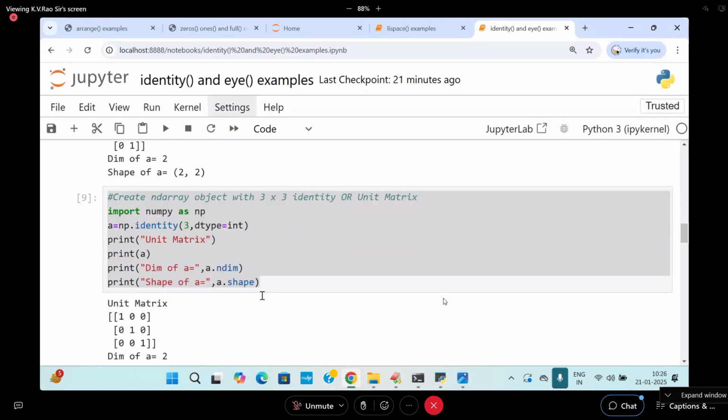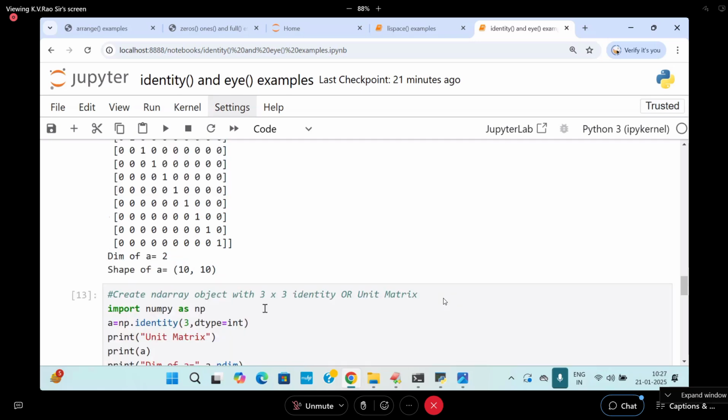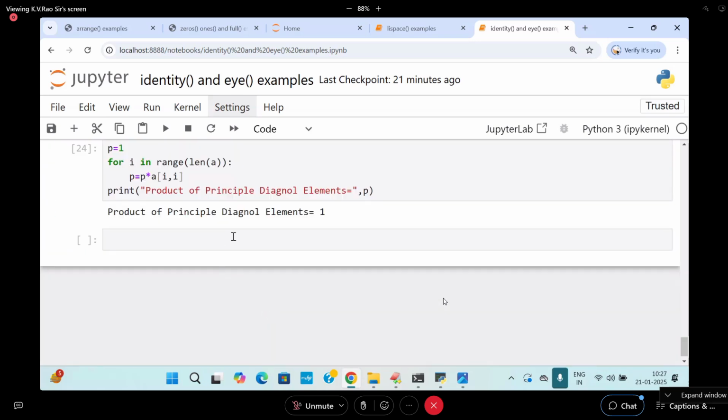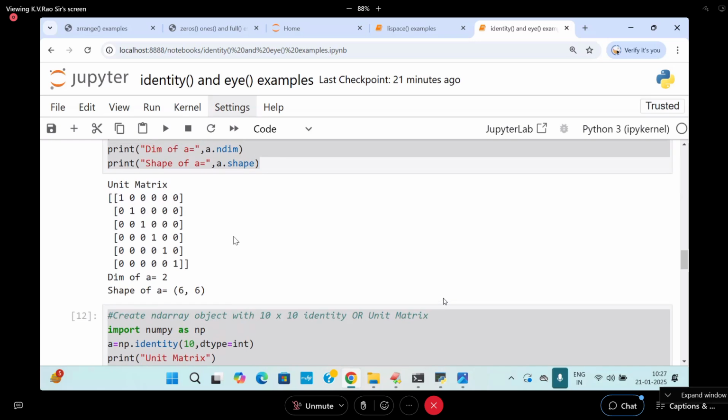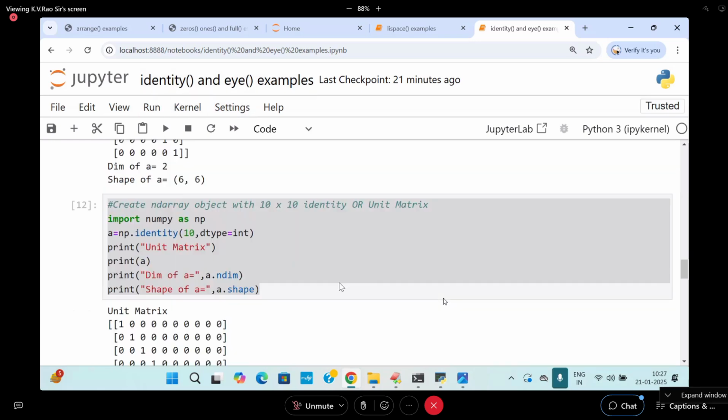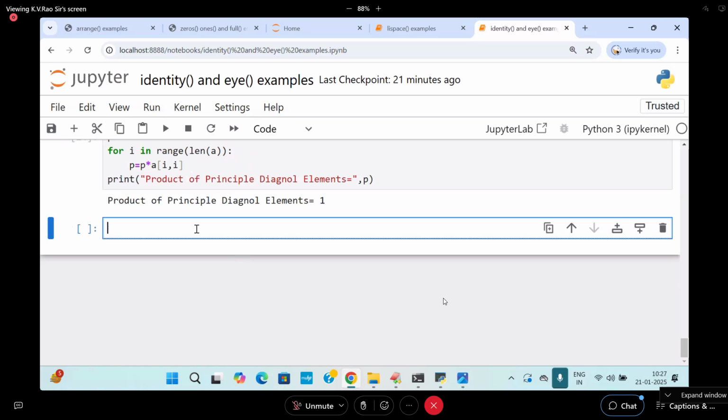I'll explain in further sessions; there is a concept where matrix operations will come. There I will explain it. So this is about which function? Identity function. What is the use of identity function? It will build which matrix? Unit matrix. Is a unit matrix a square matrix or a rectangular matrix? Square matrix. A square matrix contains the same rows and the same columns, so the shape is the same. Dimension is always 2.